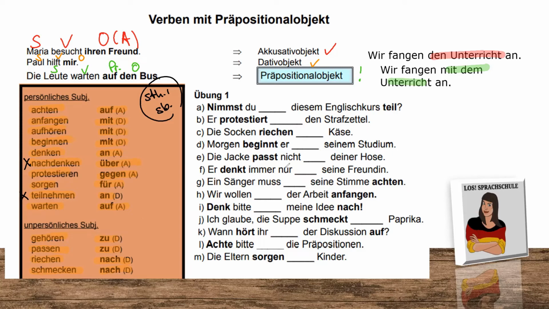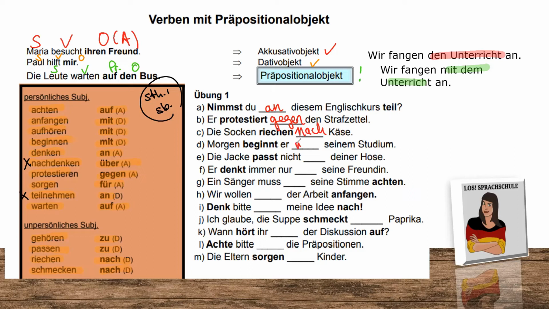Okay, let's compare. Nimmst du an diesem Englischkurs teil? Are you participating in this English course? Er protestiert gegen den Strafzettel. He protests against the ticket. Die Socken riechen nach Käse. The socks smell like cheese.